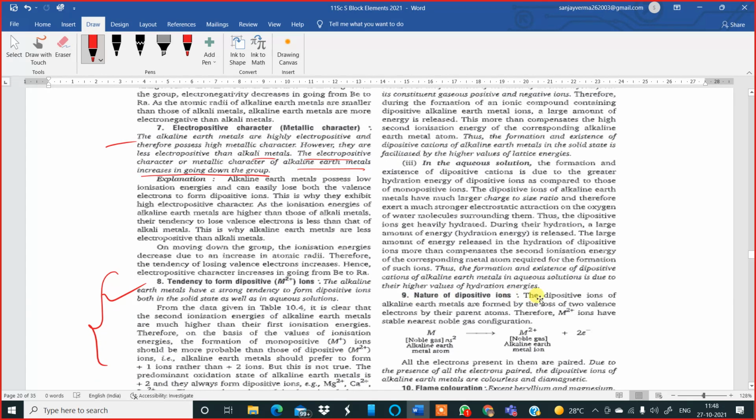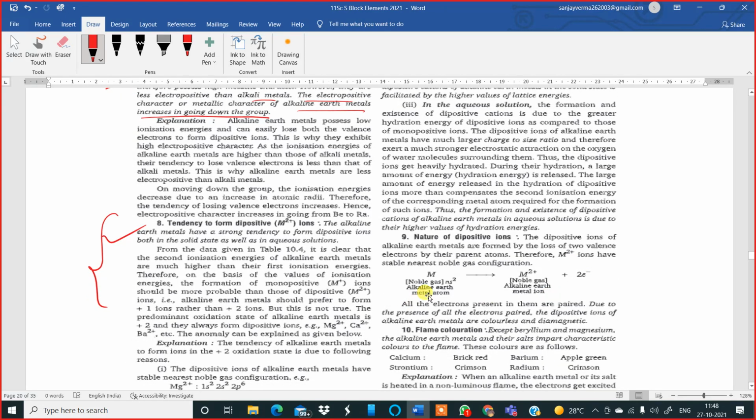Then moving to the second column over here, nature of dipositive ions. What is the nature? The dipositive ions of alkaline earth metals are formed by the loss of two electrons from the parent atoms. So you can see over here, an illustration is given. All the electrons present in them are paired. Due to the presence of all the electrons paired, the dipositive ions of alkaline earth metals are colorless and they are diamagnetic. So please underline this. They are not repelled in magnetic fields.